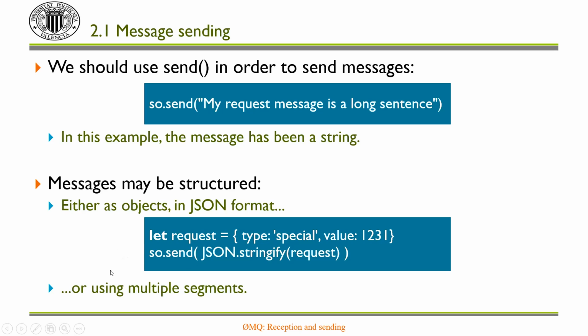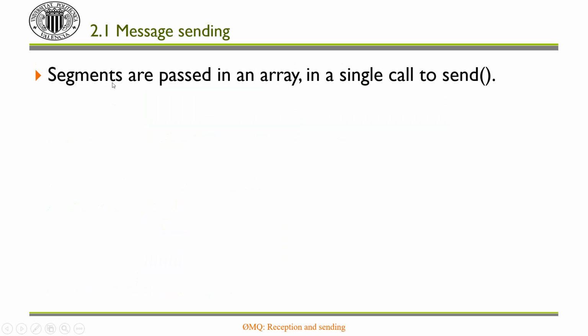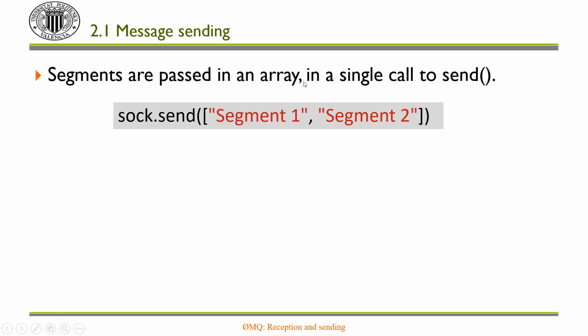Instead of JSON format, we may specify multiple segments in order to structure a message. So in this second alternative, the segments are passed in an array, and that array is the single argument to the send operation. In this other example, we have used the socket, its send operation, and as its single argument we have defined an array stated in brackets, and the slots in that array are strings that contain the values segment 1 for the first slot and segment 2 for the second slot. So this is the first segment and this is the second segment.